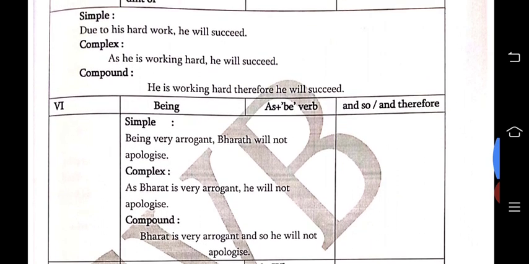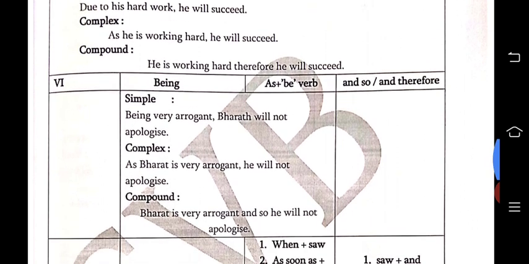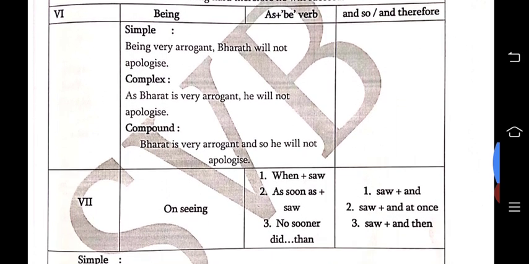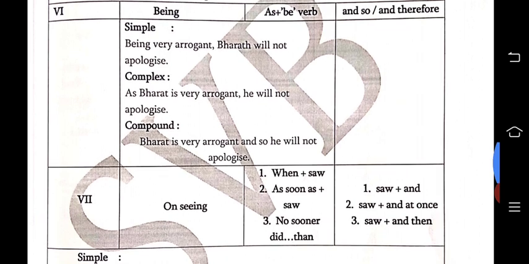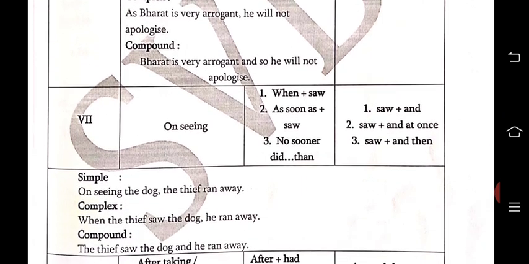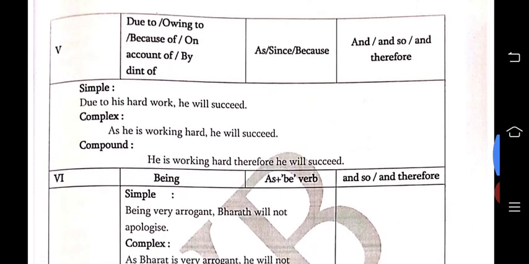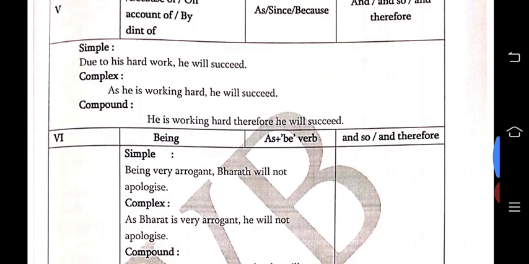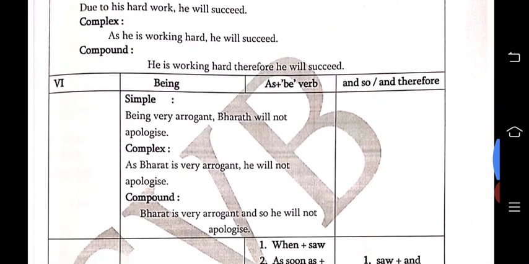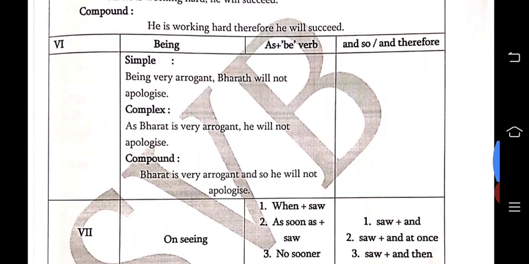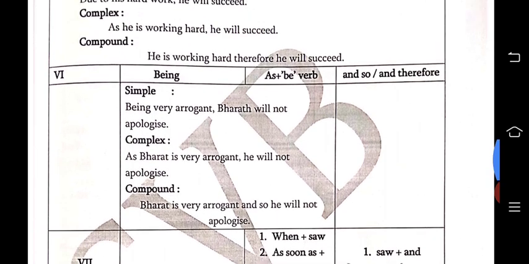And for compound sentence, he is working hard, therefore he will succeed. And then for characterization: being very arrogant, Bharat will not apologize. As Bharat is very arrogant, he will not apologize. Bharat is very arrogant and so he will not apologize. Got it? And then the characterization. So in reason we have two contexts. One is reason and one is the same thing, but we use "being" over there. And for writing complex sentences, we use as plus be verb. Got it? Okay.